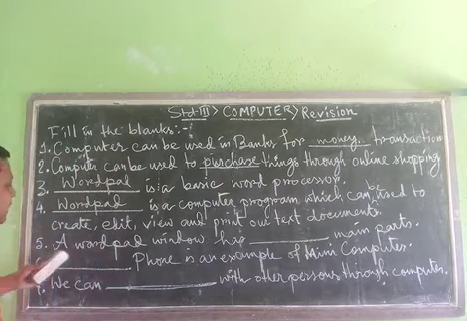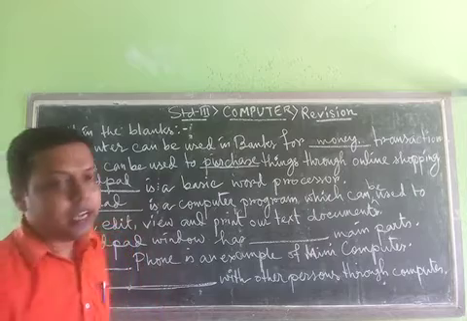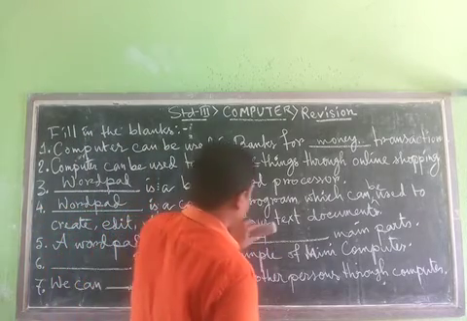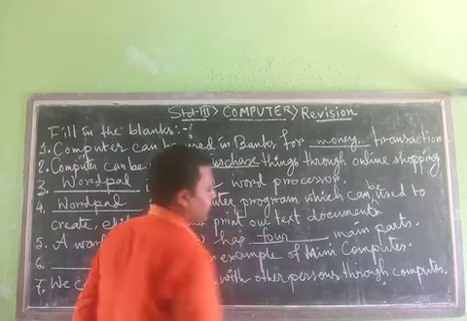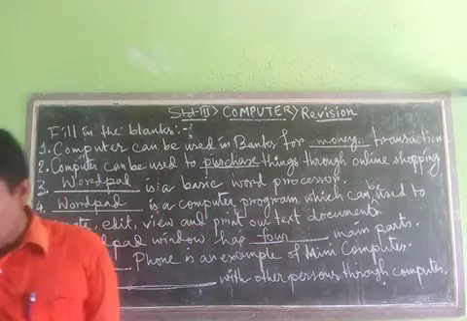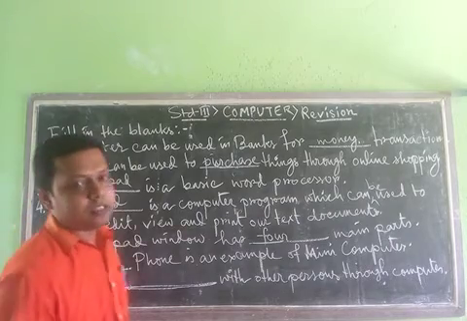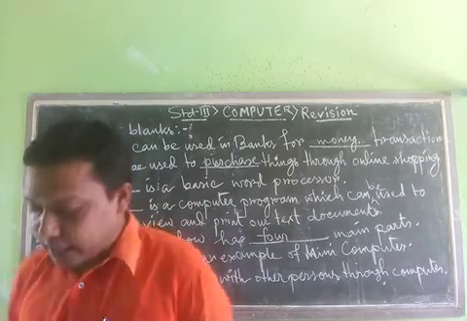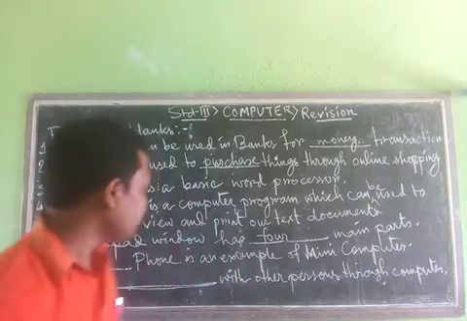Okay. Number 5, a WordPad window has dash main parts. A WordPad window has 4 main parts. You can write 4 like this, or you can also write it with the spelling F-O-U-R, 4 main parts. The 4 main parts are toolbar, format bar, ruler and document area. These are the 4 main parts.